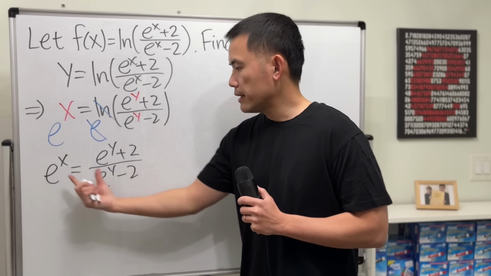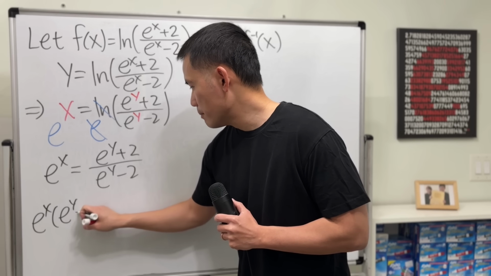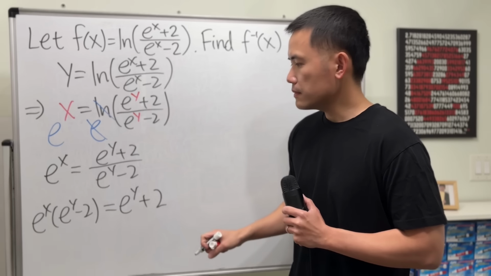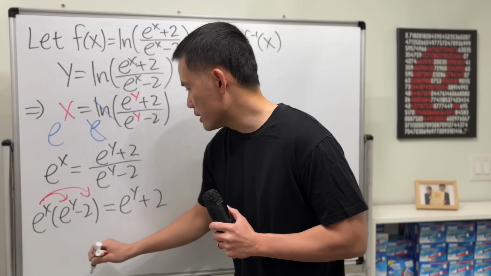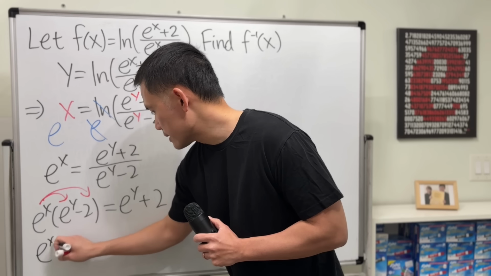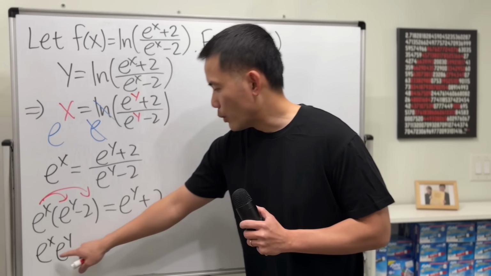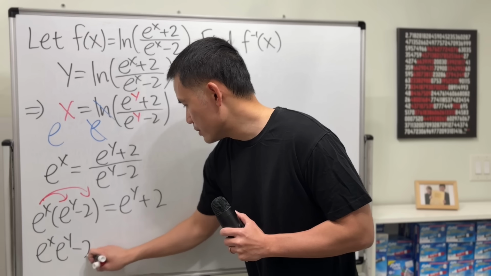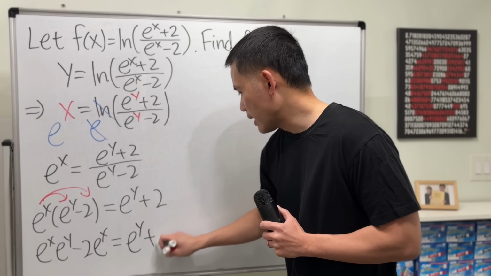Then I will multiply this to both sides. e to the x times (e to the y minus 2) is equal to e to the y plus 2. Then we'll just do the usual algebra, distribute all the good stuff. So that's e to the x times e to the y. Do not add the exponents. I want to separate them like this. Continue. We have minus 2 e to the x, and that's equal to e to the y plus 2.